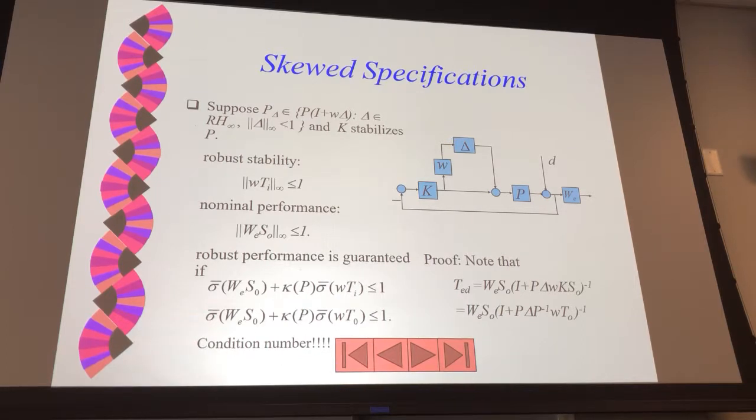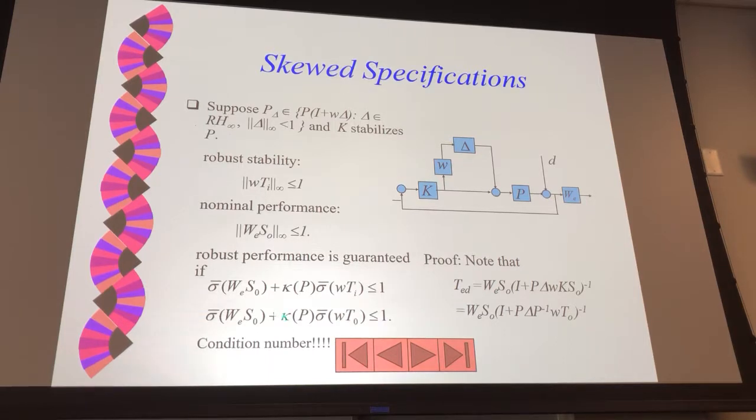In our case here, we introduced a kappa, which is the condition number. This condition number can be useful for us to solve some of the interesting questions. There was an example to see this use of the condition number. So these are both true. If they are both true, then the performance is guaranteed. Robust performance is guaranteed.